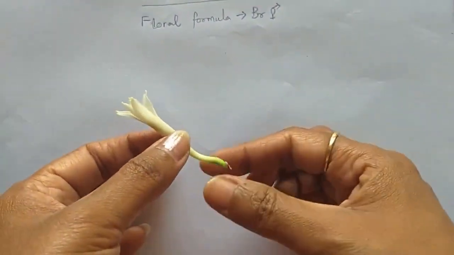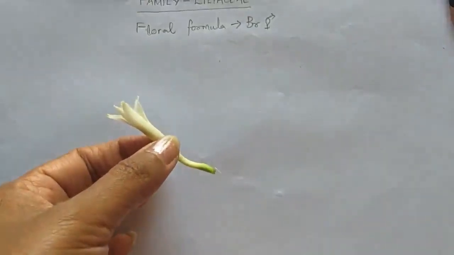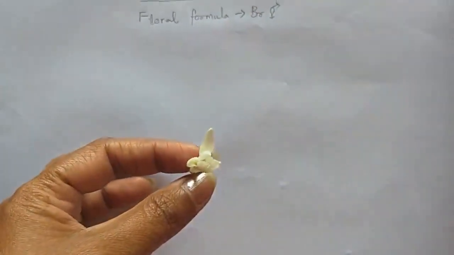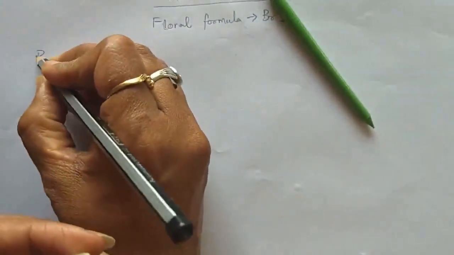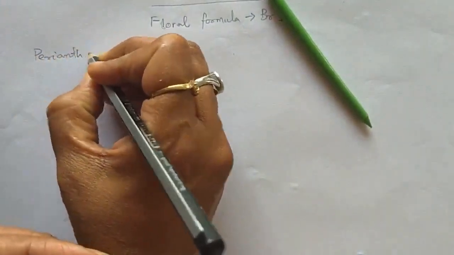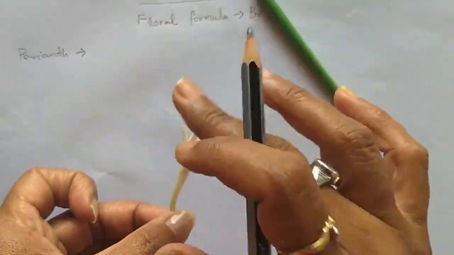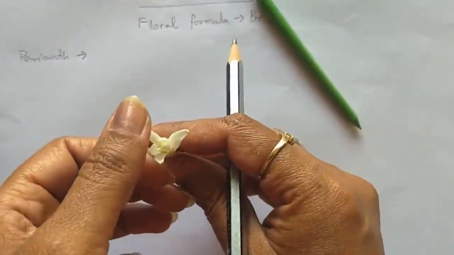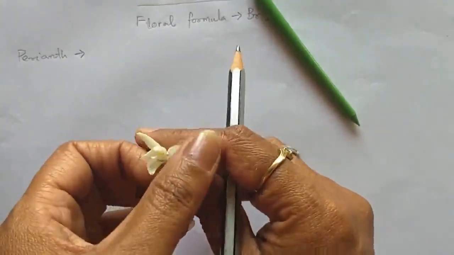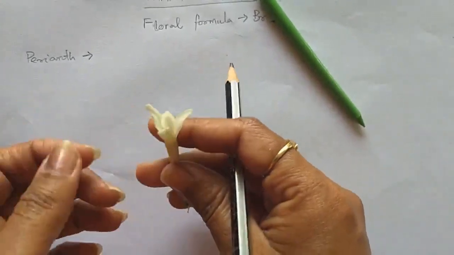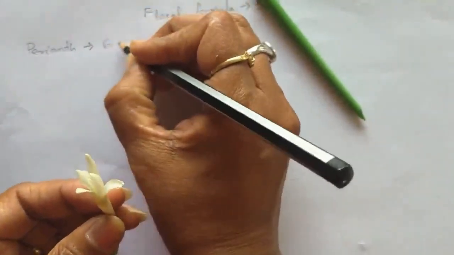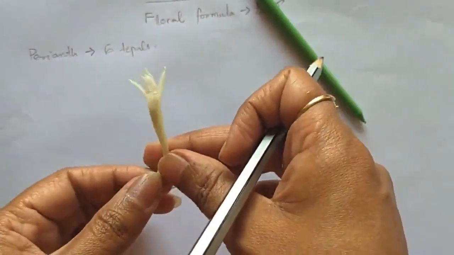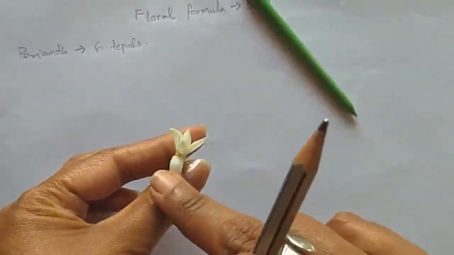Now you can't see the floral whorls, calyx and corolla. Instead of calyx and corolla, both of them are fused, and such a whorl is known as the perianth, and the individuals are known as the tepals. So how many tepals do we have? Six. You can see 3 here and 3 that remain inside. So 6 tepals are present. This is the perianth, whose individuals are the tepals.